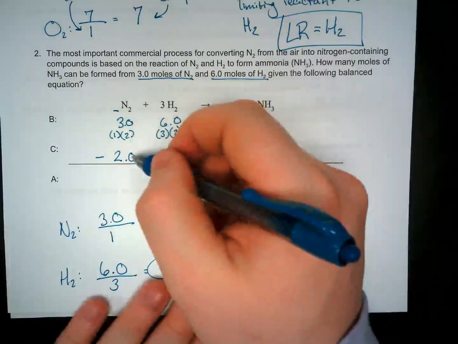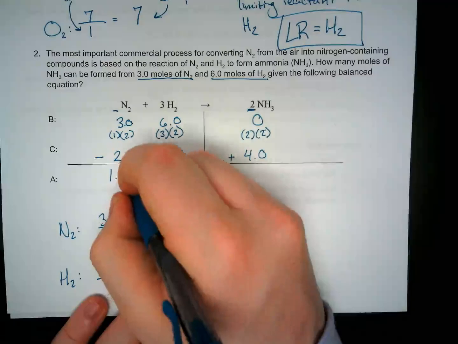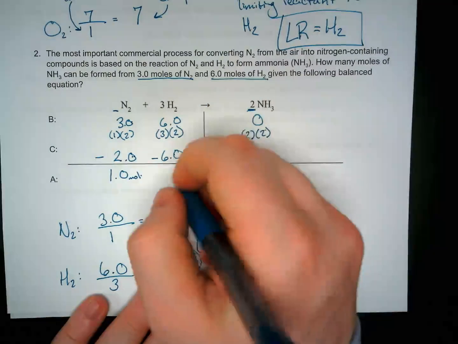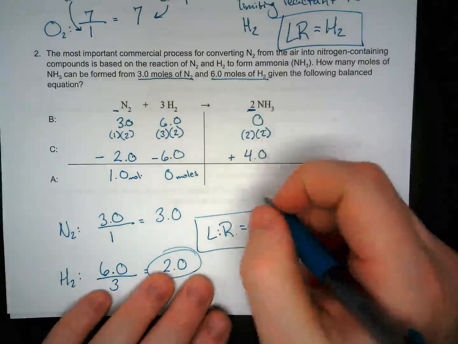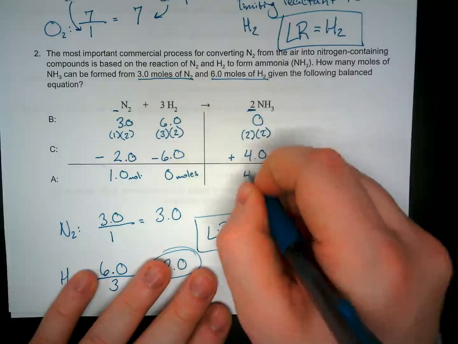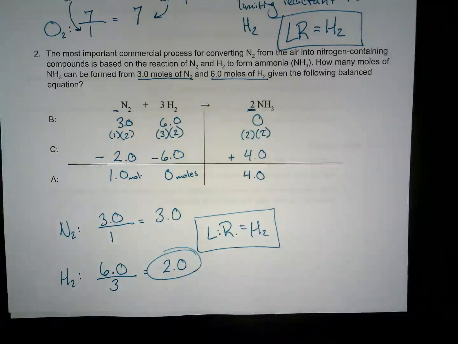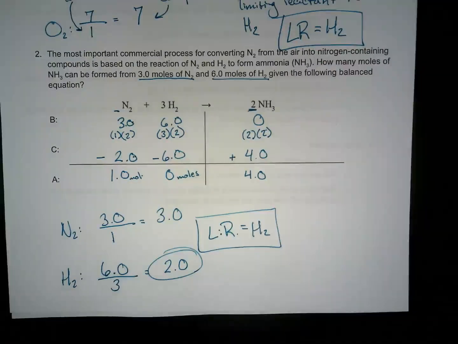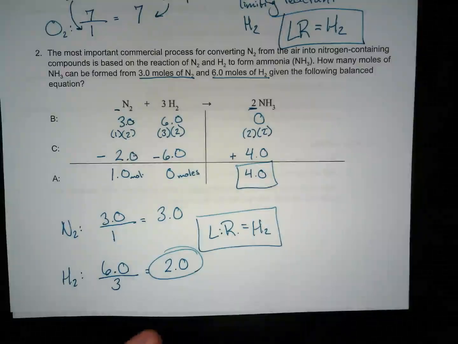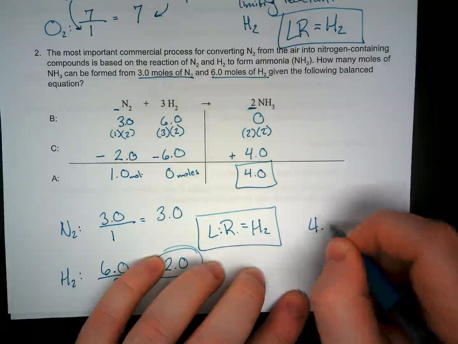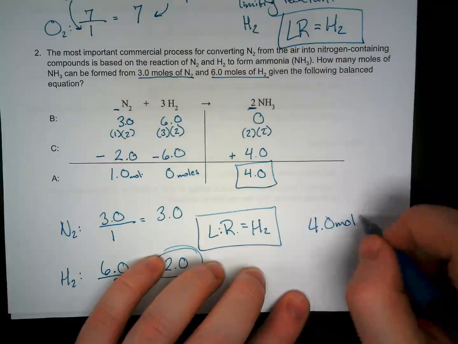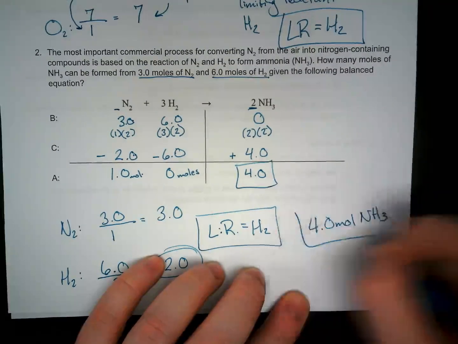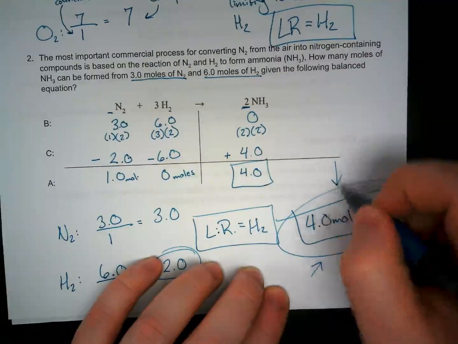So 3 minus 2 is going to give us 1.0 moles. 6 minus 6 is going to give us 0 moles, which is expected because this is our limiting reactant. And then 0 plus 4 is going to give us 4.0. So the question is, how many moles of NH3 can be formed from 3 moles of N2 and 6 moles of H2? Just 4. We would create 4 moles of NH3. This is my answer right here, total answer.